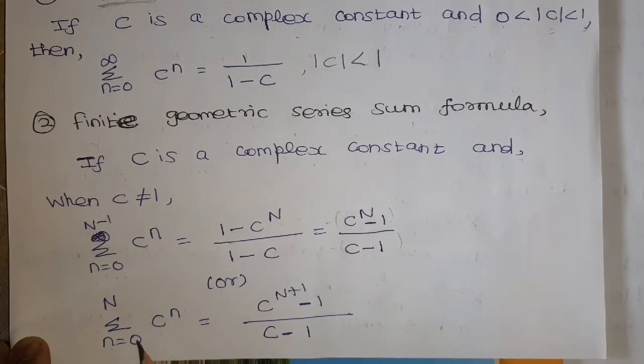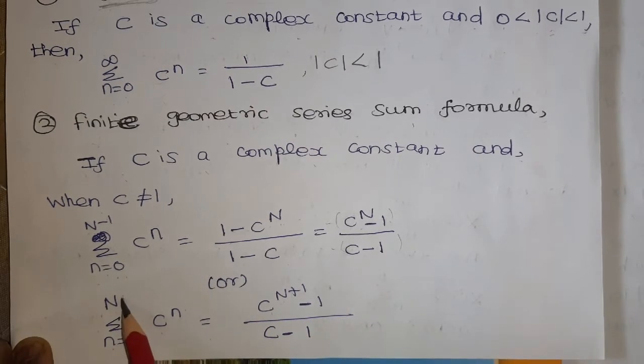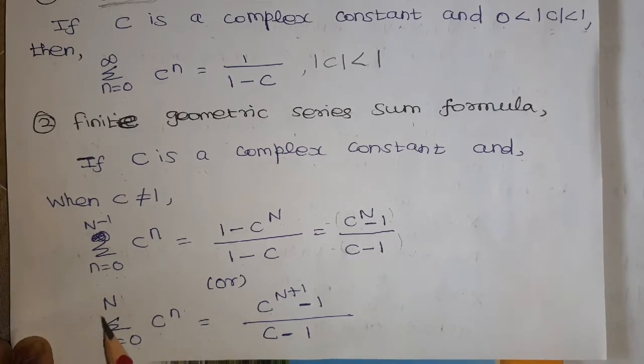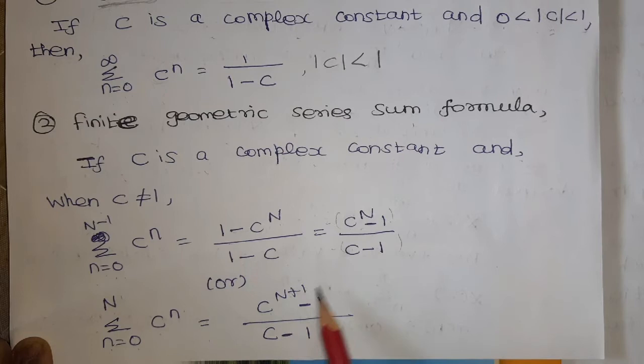If it varies from 0 to n, what will we get? C power n plus 1. Just add 1 to the value here.